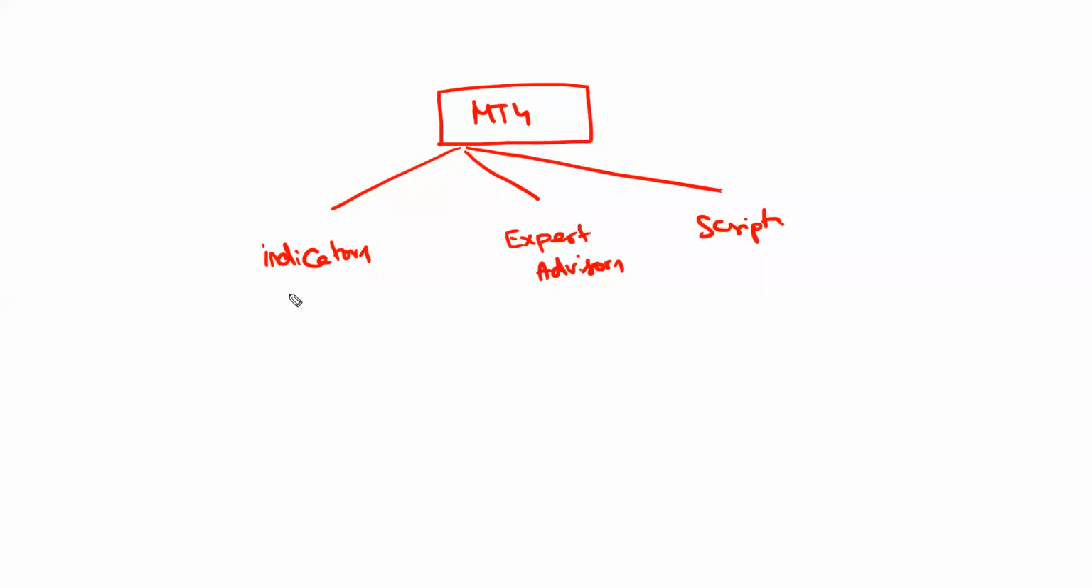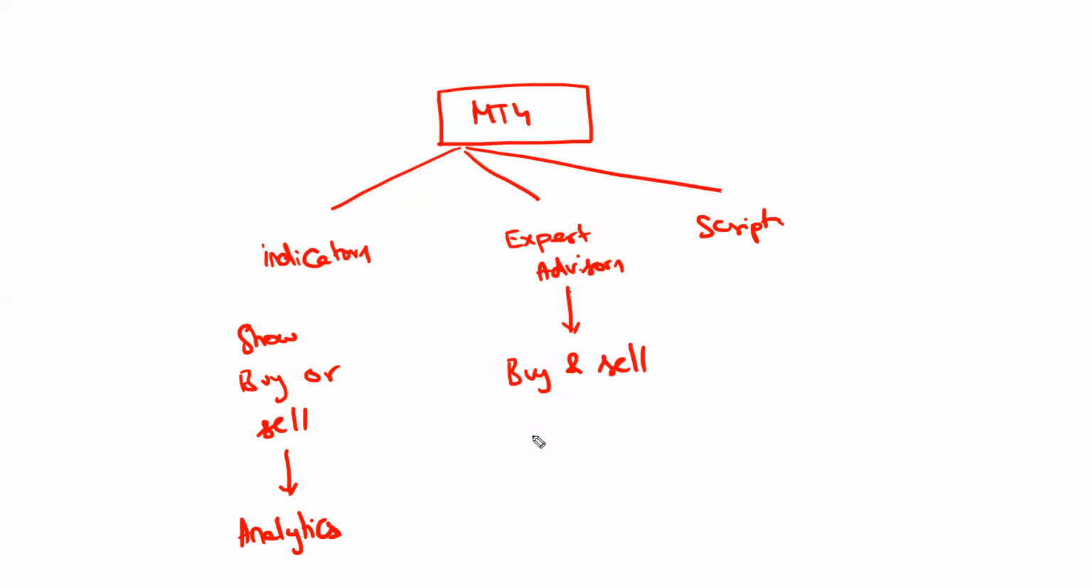The indicator shows only buy and sell signals. It shows only buy or sell, and is mostly used for analytics purposes. The expert advisor converts the buy and sell signals into trading orders. This is where the buy and sell automation can be done.